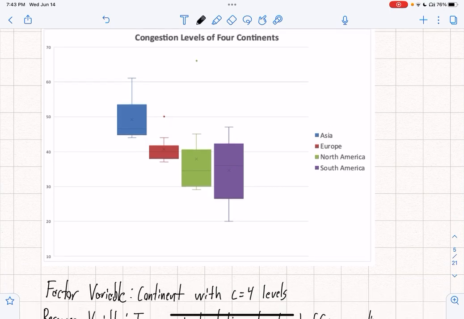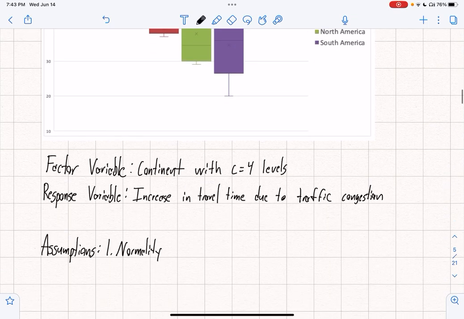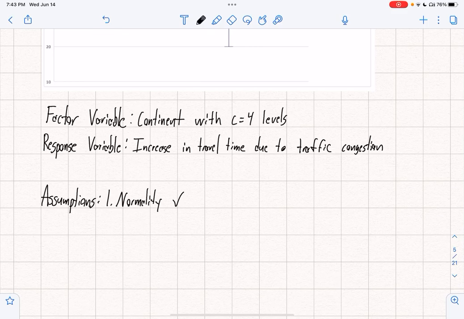But if we look, we can see that these are all fairly symmetric, right? For example, where the median is, this distance is not super far from this distance. The means aren't super far away from the median. So here we kind of have to just take it for what it is. We're going to say yes, box plots look symmetric. Our sample size n is too small for box plots.